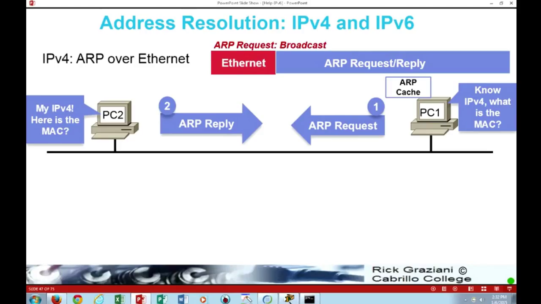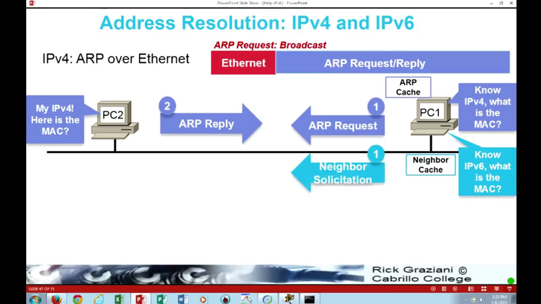Okay. And it's sent as a broadcast. Now, in my slides and in my live lessons, I talk about the disadvantage of that compared to what I'm going to show you with IPv6. With IPv6, I know your IPv6 address, I need to know your MAC address. I check my neighbor cache, like the ARP cache for IPv6. I go into detail in that in my lessons as well.